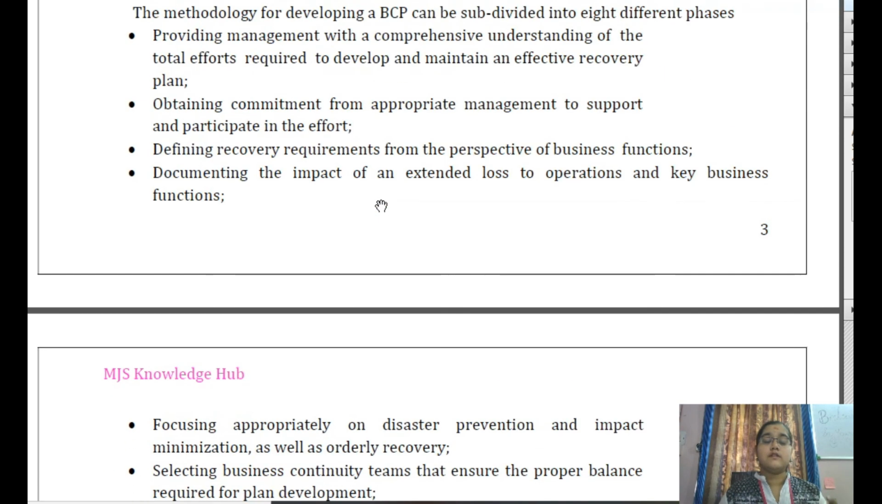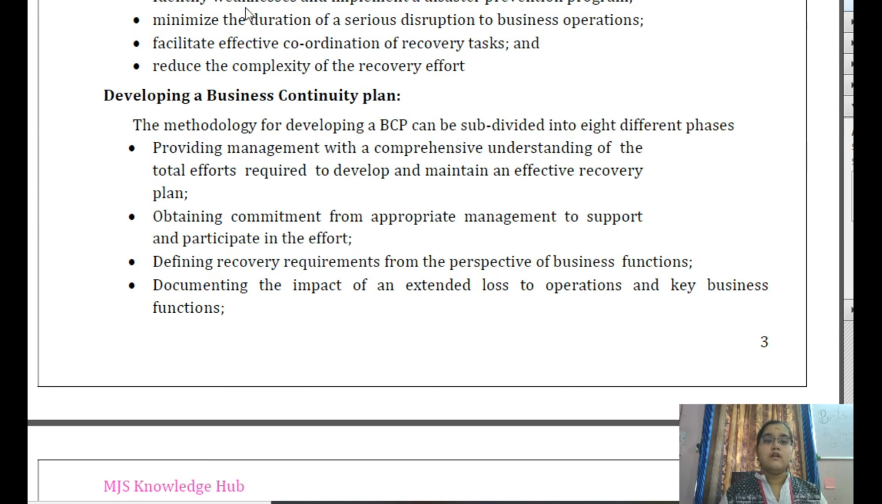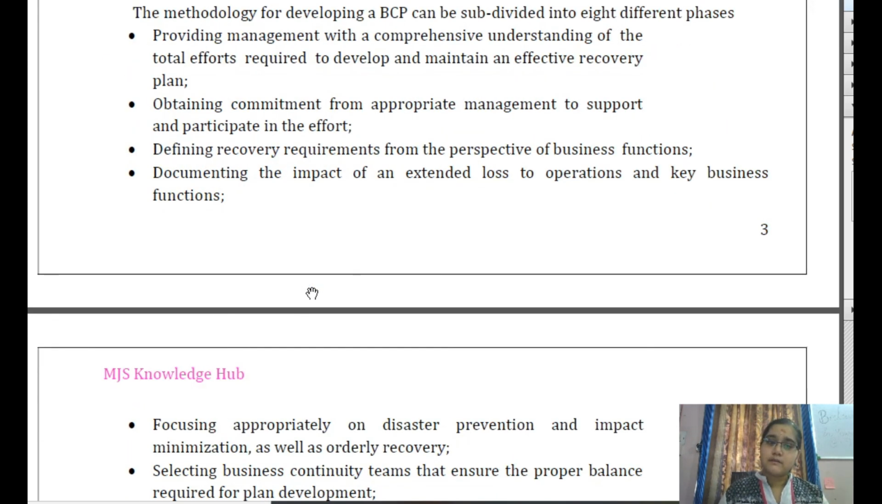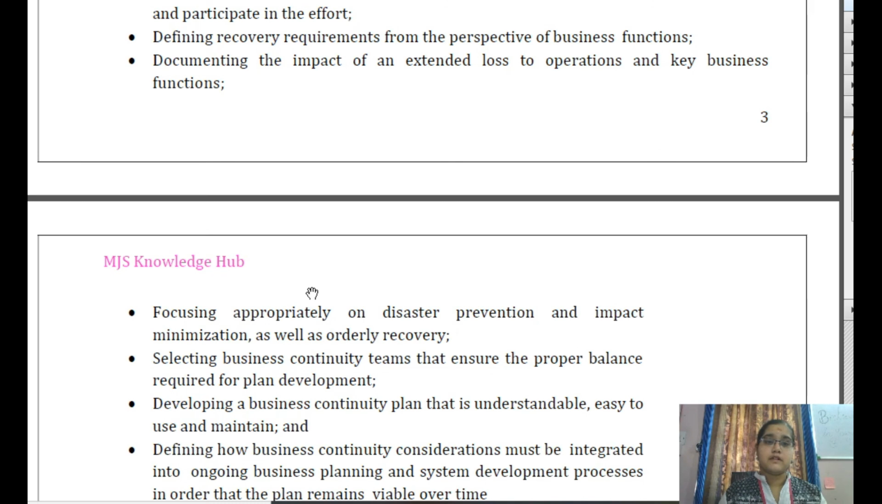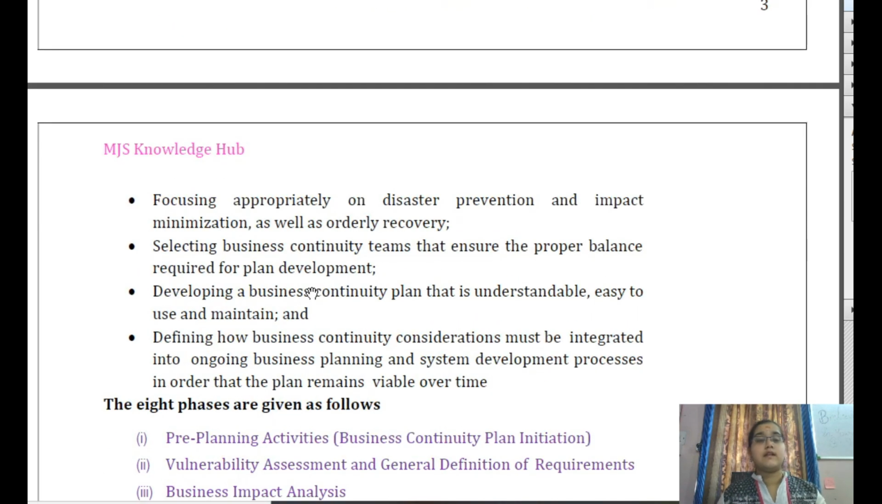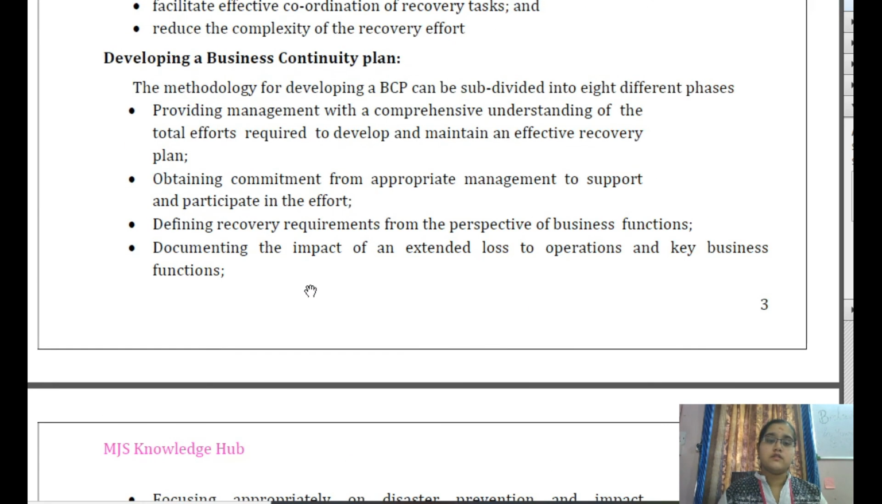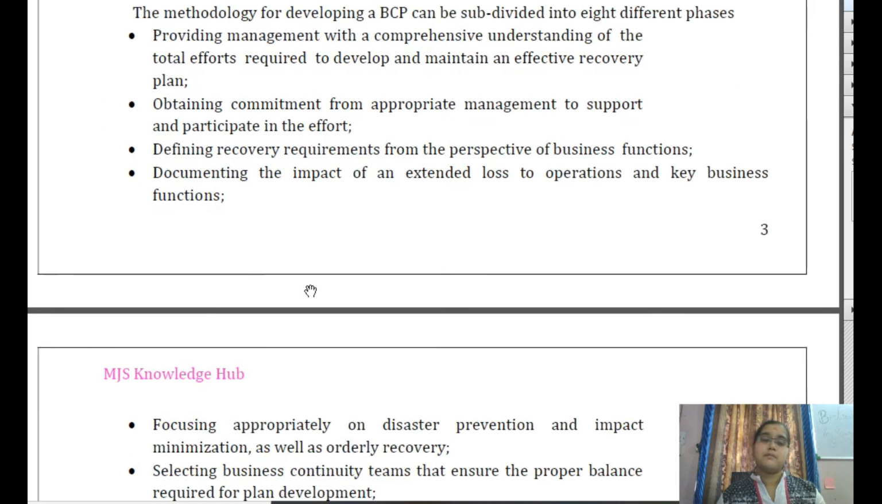So what are the points on which the plan will be emphasizing? First is to provide management a comprehensive understanding regarding the effort required to develop and maintain the plan, obtain a commitment from the management, define the recovery requirement, document the impact of an extended loss to the key business operation, focus on disaster prevention, impact minimization and recovery, then select business continuity teams who have various skills and competence, then develop a continuity plan that is easy to understand and maintain, and then define the integration between the business continuity considerations and the ongoing business planning process. So these are the points which are focused on by the plan.